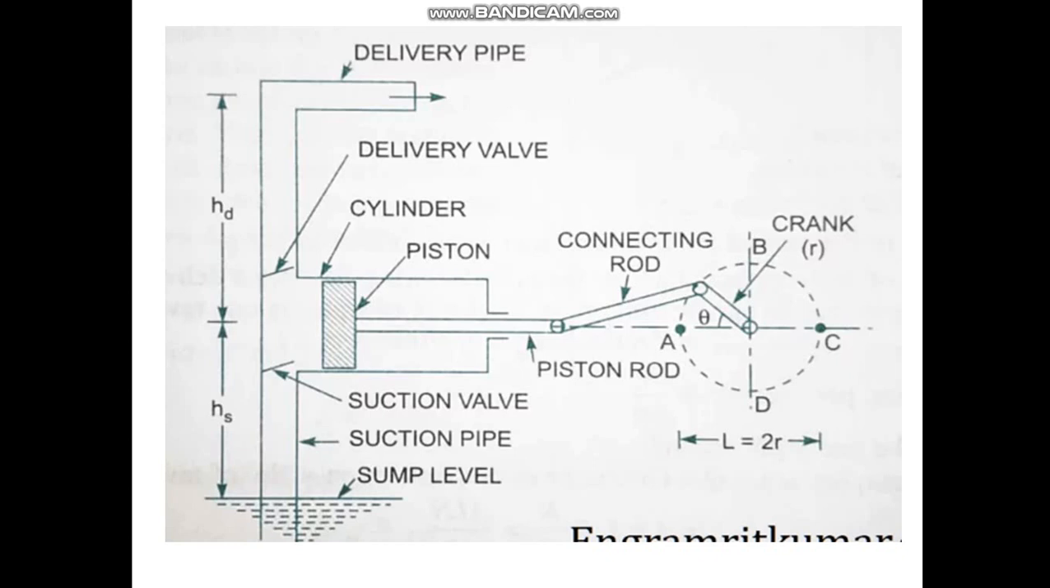So it is a pulsating pump because there is no water in the delivery pipe during the suction time. Only through the 180-degree rotation of the crank is water available in the delivery pipe. So the discharge is not at all uniform.